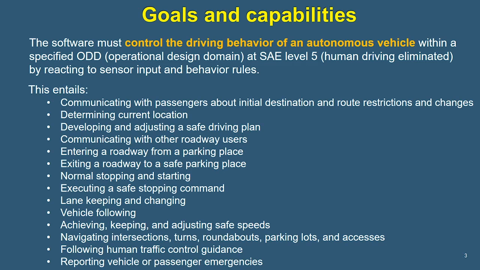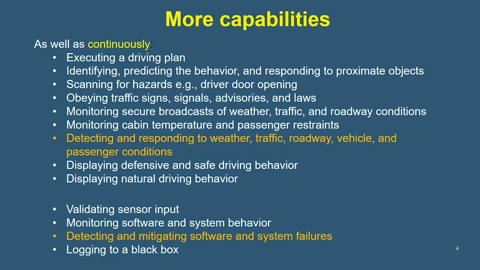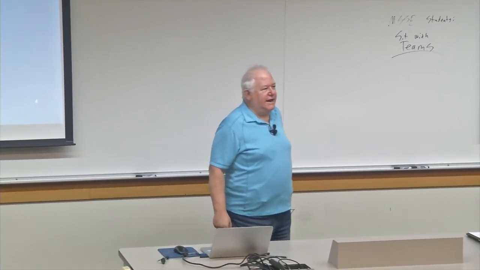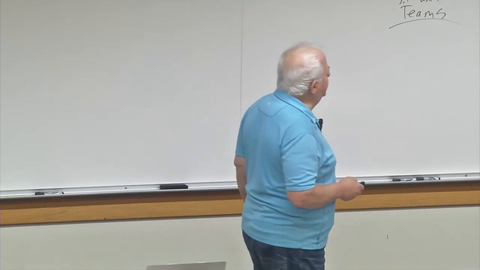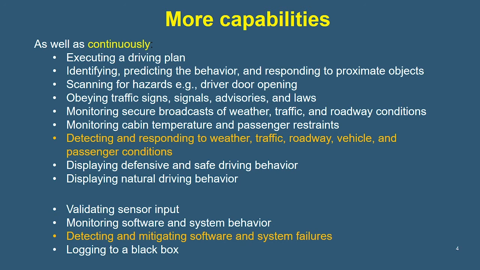Oh yes, this entails a fairly comprehensive list, but not complete, of functionality: normal stopping and starting. Now this is just the beginning, folks, because the next slide has stuff you need to do continuously. So you need to do the stuff on the previous slide occasionally. This you need to do all the time. And we also need to be doing a bunch of other stuff. So this list goes on and on and on. The likelihood that an adequate list exists in all of these dozen or more companies is 0. Detecting and mitigating software and system failures.